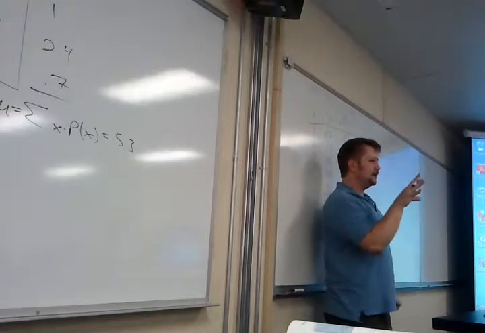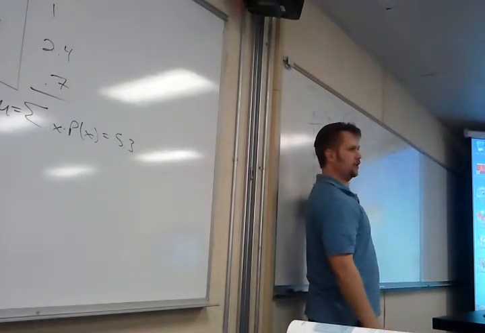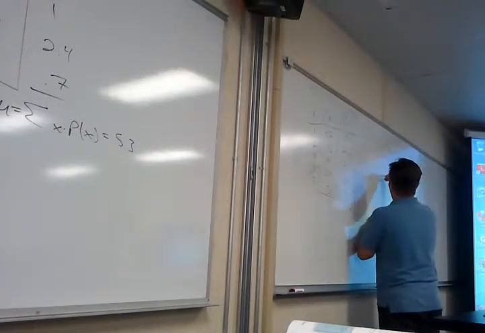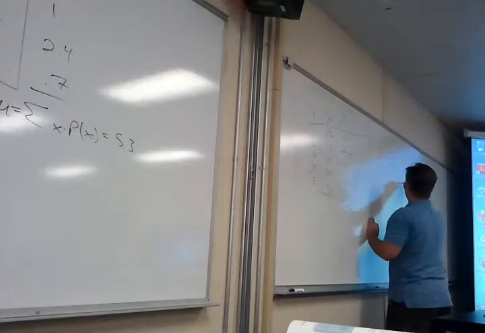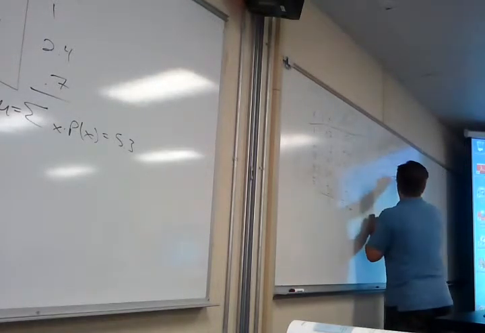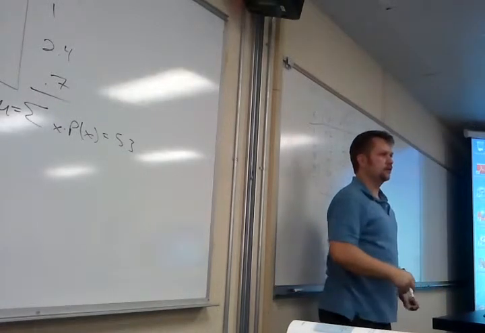I want that same thing, but now I've got to take into account the weights of each thing, right? So to do this, I'd now have to do this times the weights and then add those up. That would be the variance.